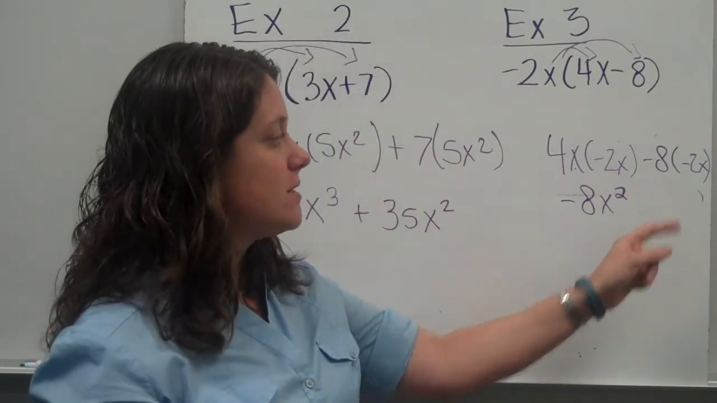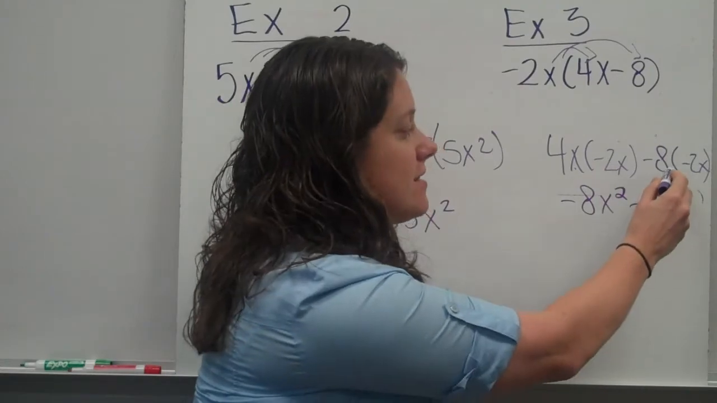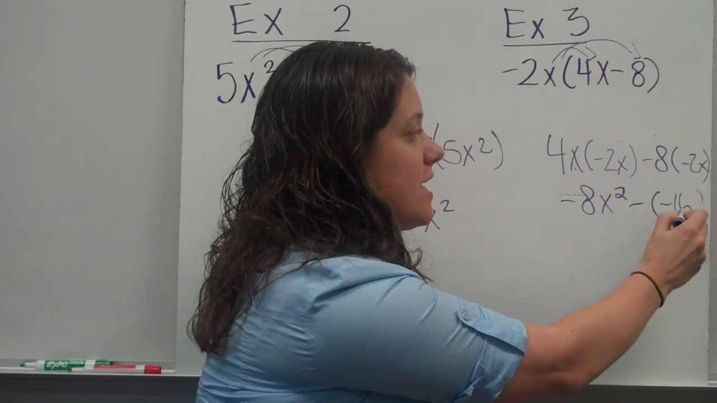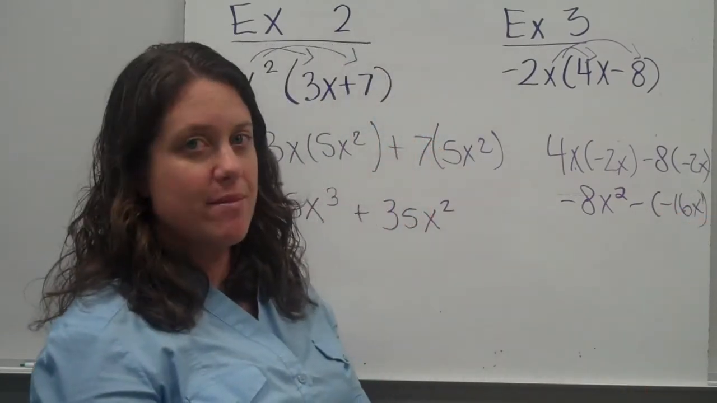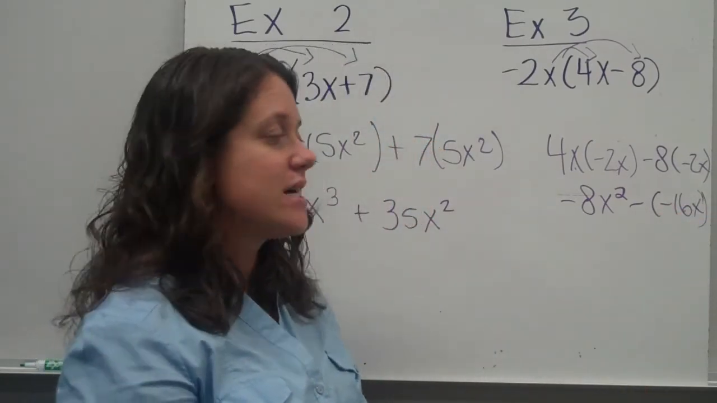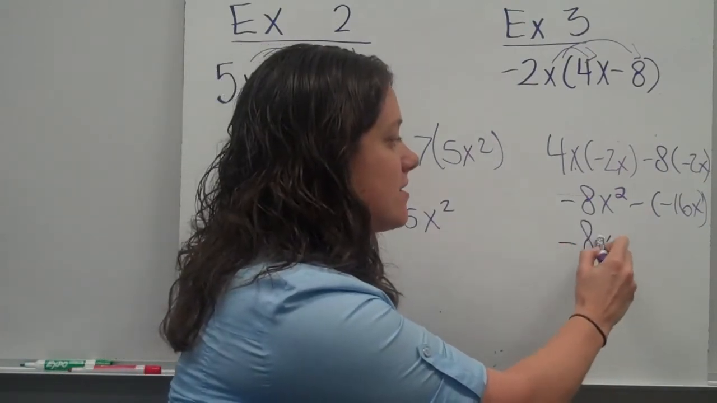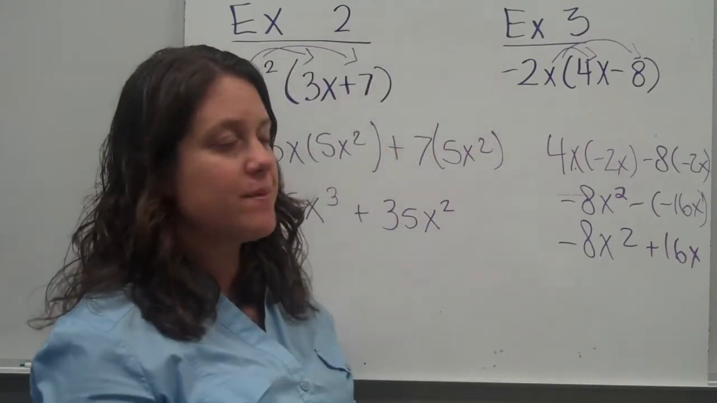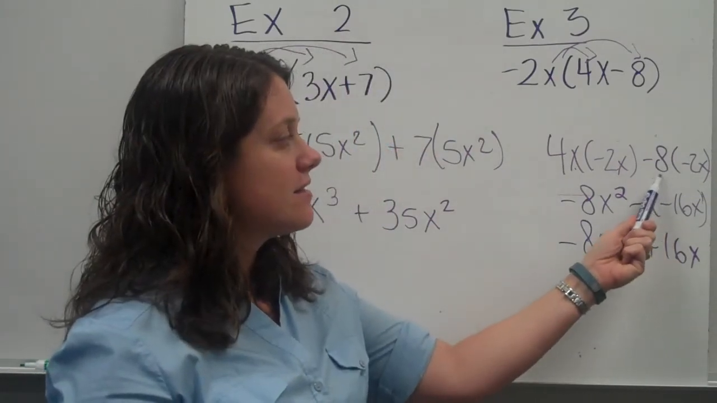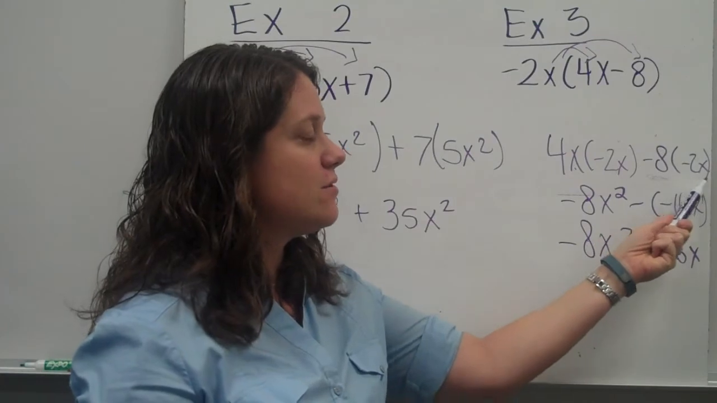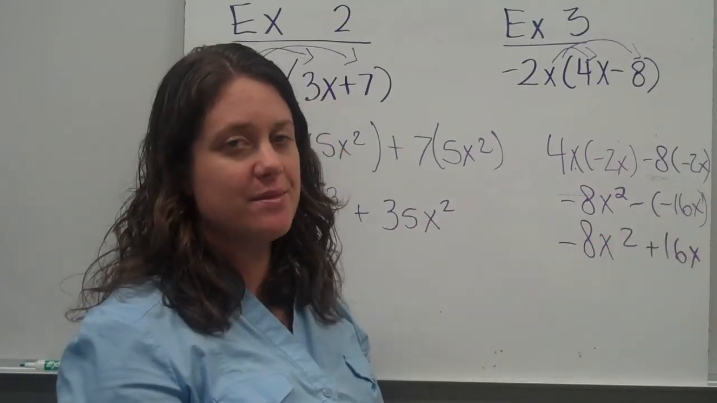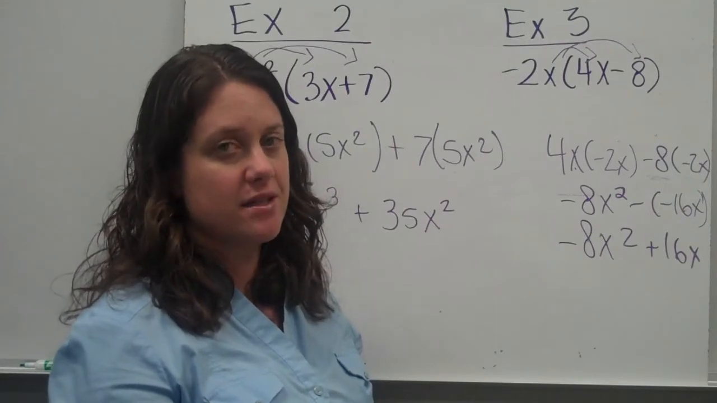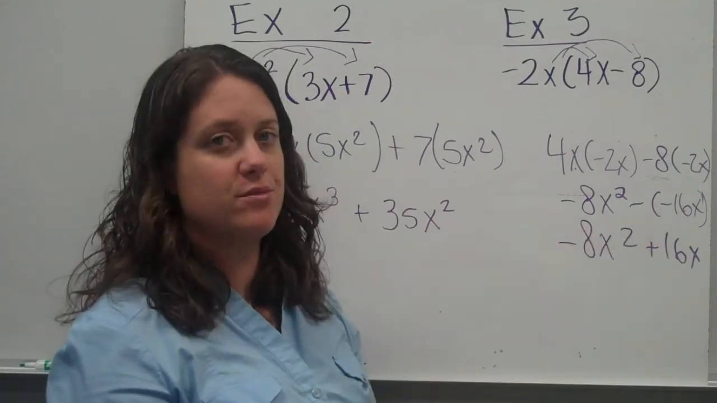And then here I have 8 times negative 2x. That's going to give me a negative 16x. And therefore I'm going to change that to a plus sign because I'm subtracting a negative. So negative 8x squared plus 16x. If you want, you can also think about that as a negative 8 times a negative 2x. I would automatically make that a positive 16x, without having to go through this step of subtracting a negative.